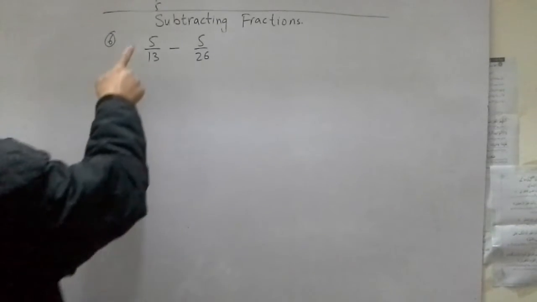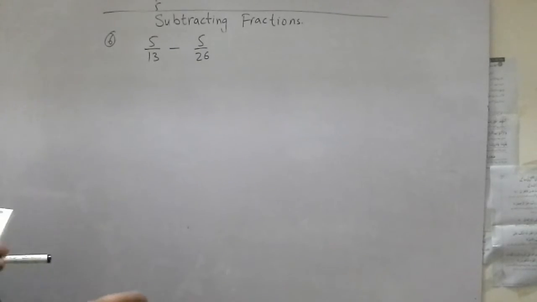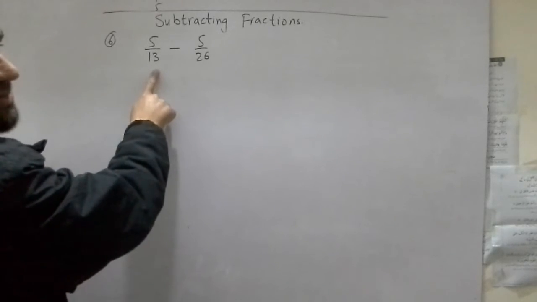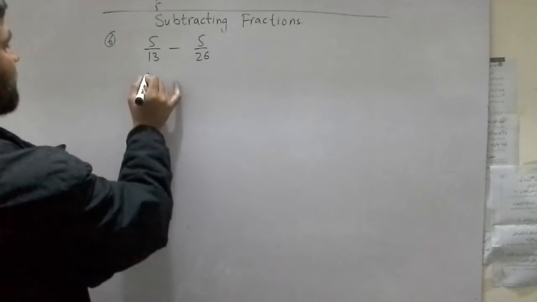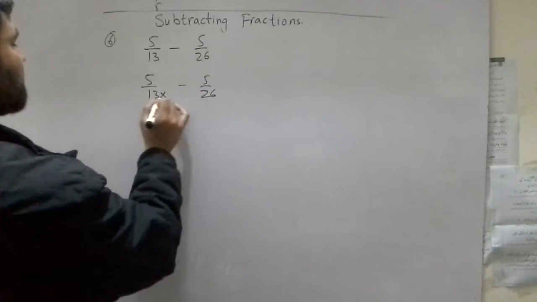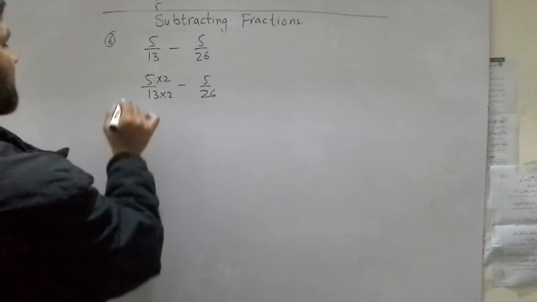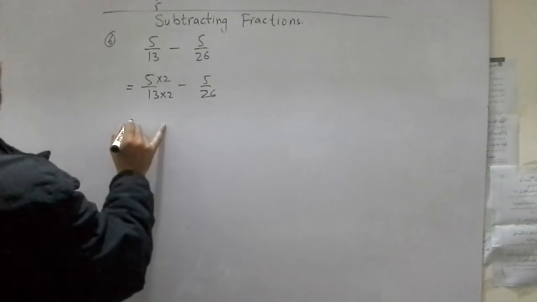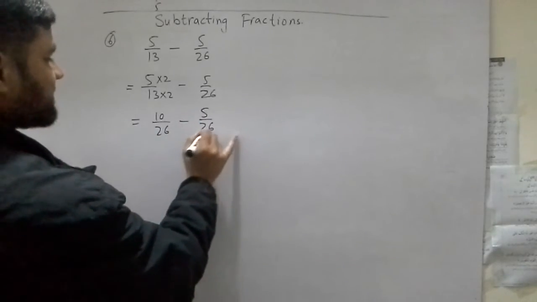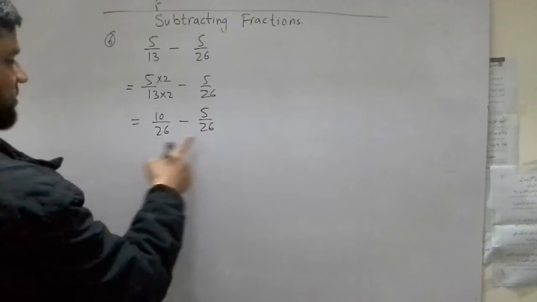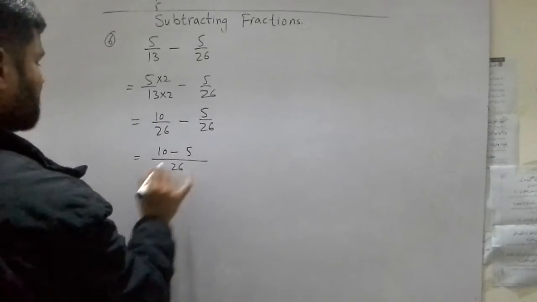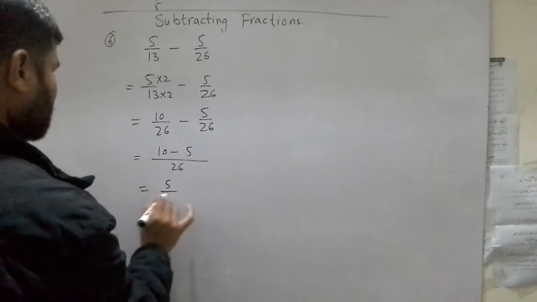Now question number 6, 5 over 13 minus 5 over 26. If you look at this denominator 13, if you just simply times 13 by 2 to get 26, so copy these fractions down, minus 5 over 26, and times this 13 by 2 on the top and the bottom to make it an equivalent fraction. So 5 times 2 is 10 and 13 times 2 is 26, minus 5 over 26 as it is. We got the denominator the same, the bottom numbers, and keep that the same, and we can subtract the top numbers now. So 10 take away 5 is 5 over 26.